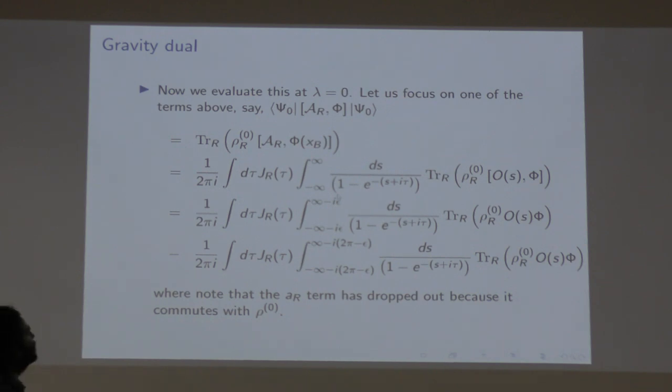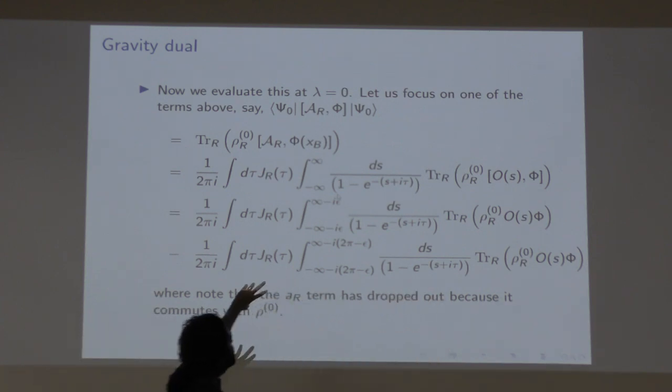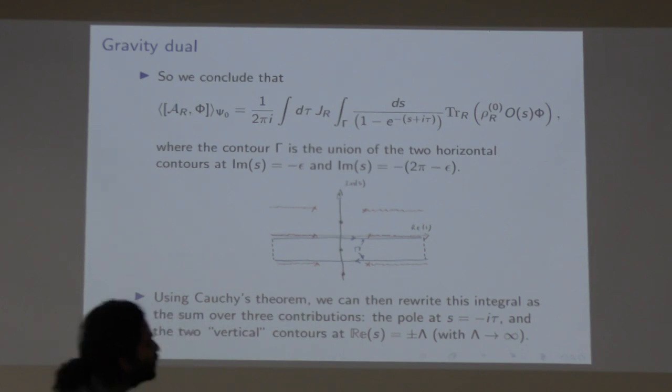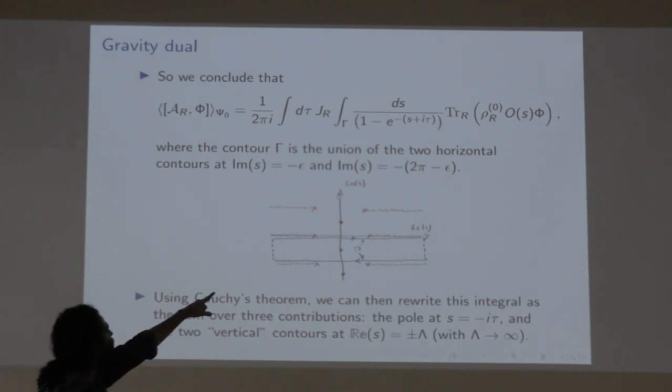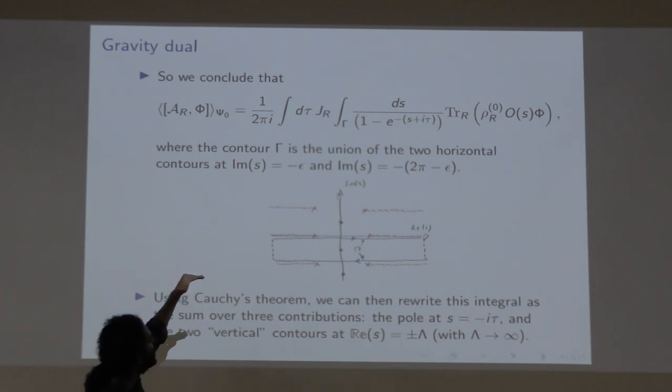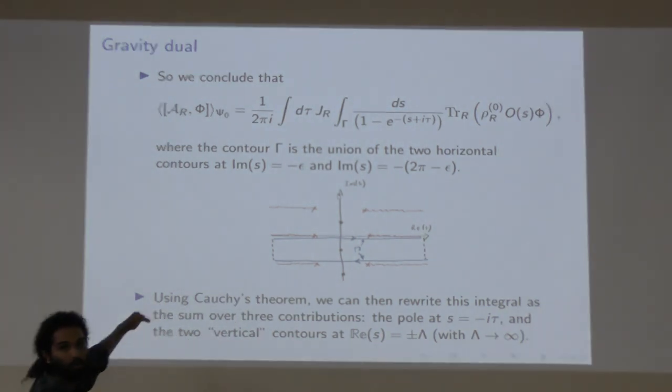At this stage, the integrands have become the same. It's just that these two terms differ by which contour in the complex S plane you're integrating on. To give you a picture, we've managed to rewrite this term that was present in the one-point function of this bulk operator as a contour integral. The integral is being done over these two blue contours, the upper blue contour minus the lower blue contour.